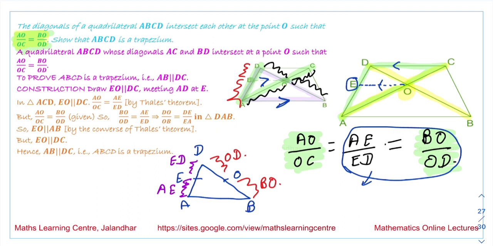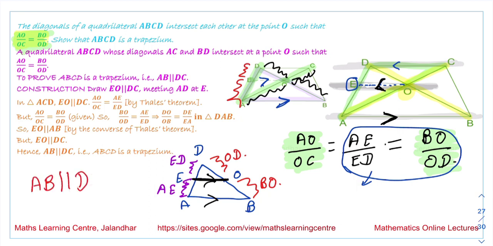If these are proportional to each other, this gives us that OE and AB are parallel to each other. Now what we assumed first, in the construction part, is that this OE line is parallel to DC by our construction. Now we are saying that this line OE and AB are parallel to each other. So combining these results, we get that AB is parallel to DC, and this proves that ABCD is a trapezium.